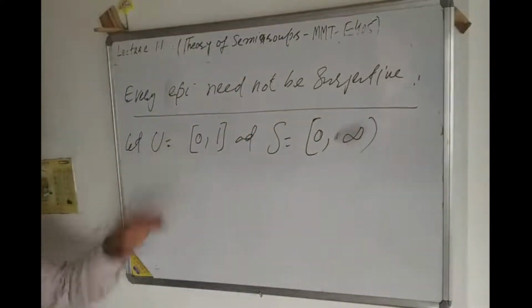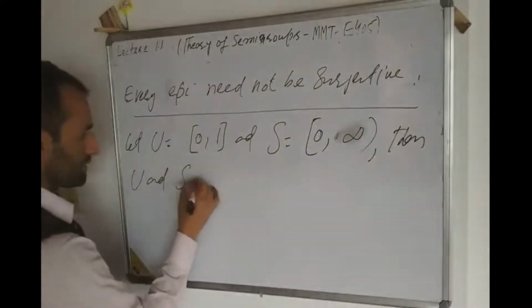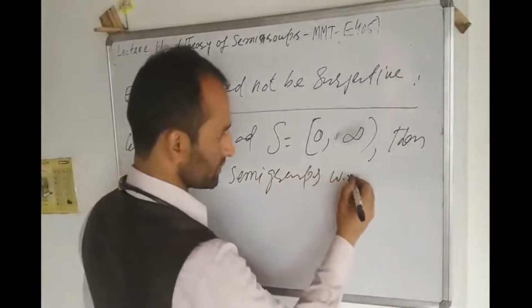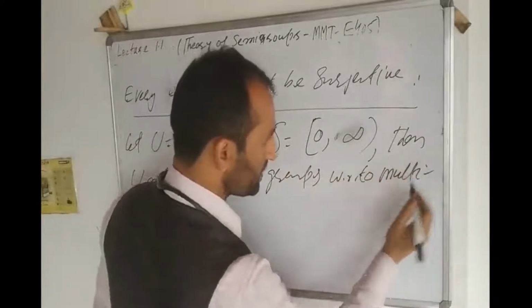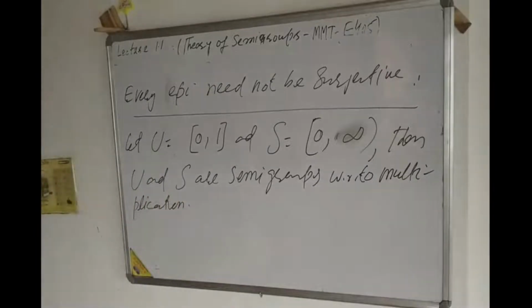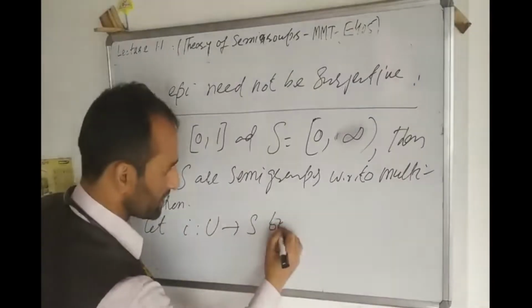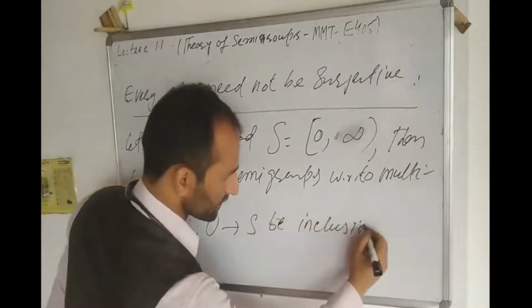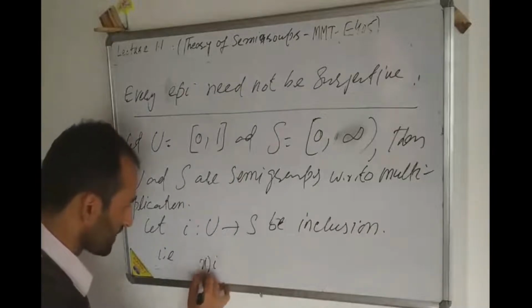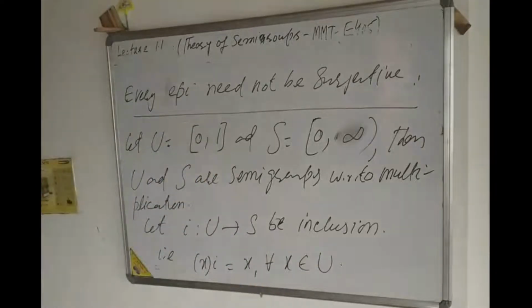Then you can easily verify that U and S are semigroups with respect to multiplication. Now let's define the map. Let i from U to S be the inclusion, that is, x i, the image of x, is equal to x for all x belongs to U. It's the inclusion map.